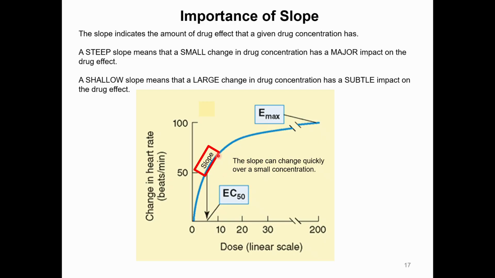So the sensitivity to a change in dose basically decreases as you go rightward on this, okay? So a steep slope means that a small change in this region will give you a major change in the effect, and out here to the right, a similar small change where the slope is shallow will give you only a subtle impact on the effect that you get out of it.